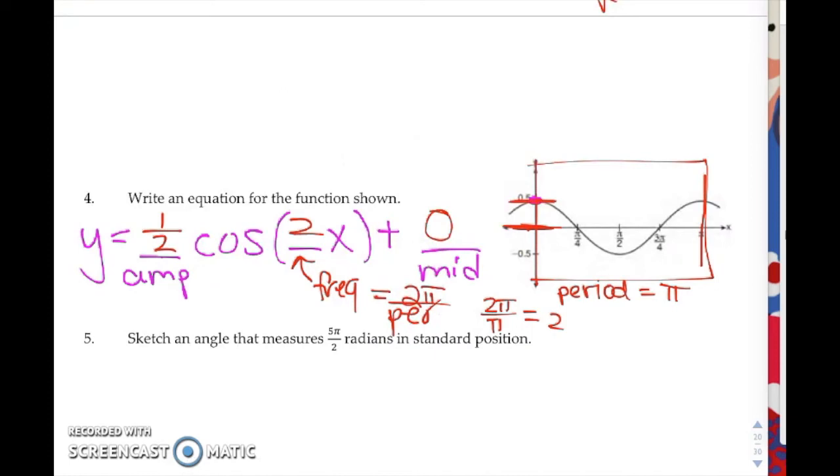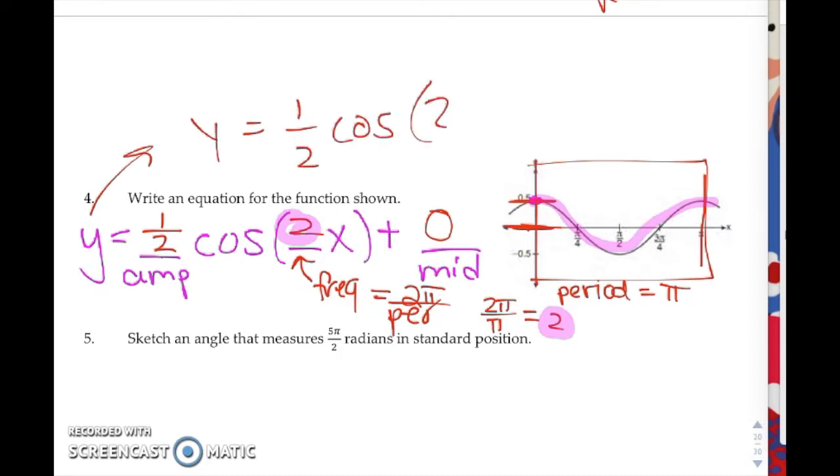Now the other way I know this is, remember that the frequency is the number of curves you could fit from 0 to 2 pi. And from 0 to pi, I could fit 1. So from 0 to 2 pi, I could fit 2. So final answer, you could leave it like that, or you could have y equals 1/2 cos 2x. And I'm going to do a special focus video after this just on graphing trig graphs, because I know that's something we've had some questions about.